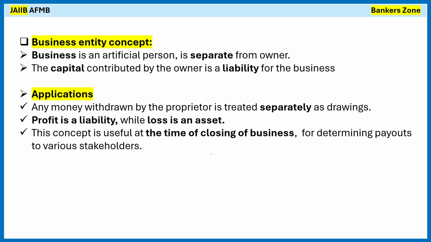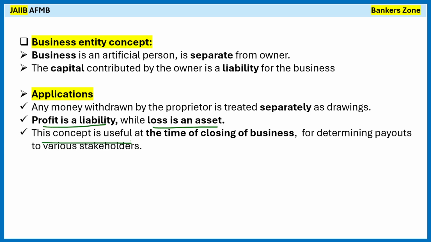I repeat, a very simple thing you have to remember. Profit is a liability. Why? Because profit the business has to repay as a dividend to the shareholders. Loss is an asset. Why? Because if the enterprise went into losses, those losses are recovered from the capital, and I have already told you that capital is a liability. So reducing the liability is what? It is an asset. That's why in that way you have to treat profit as a liability and loss as an asset.